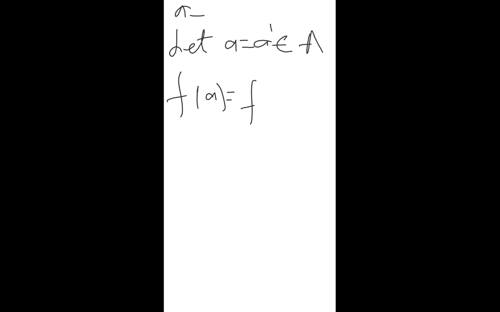So we first show that if F has a left inverse, it is injective. We do the standard thing: let A and A prime be in A, and F of A is equal to F of A prime. This implies that G of F of A is equal to G of F of A prime.